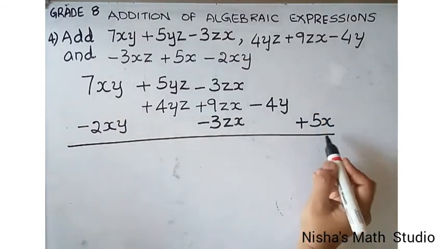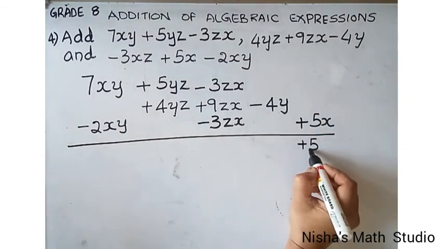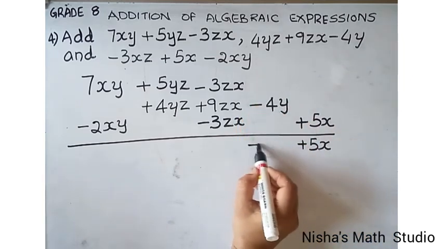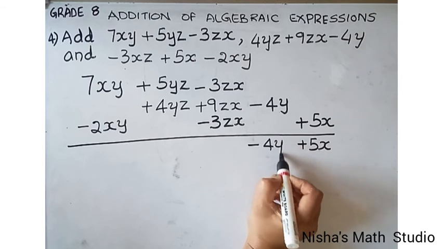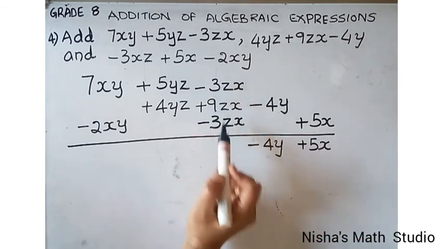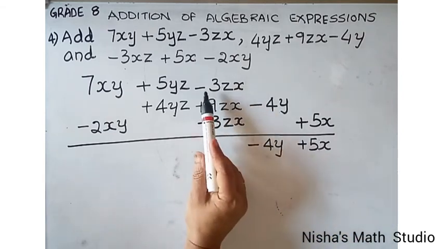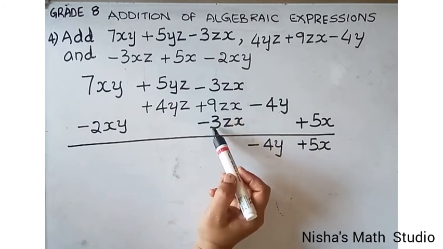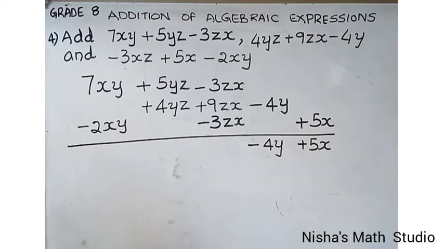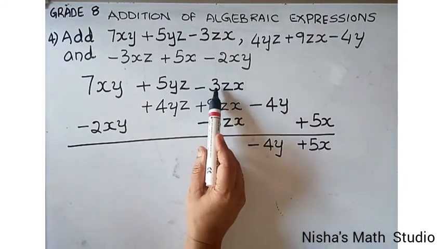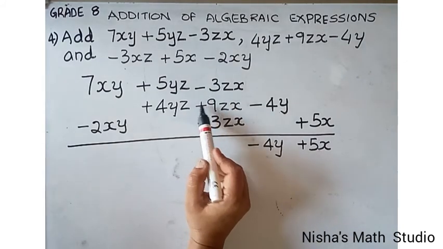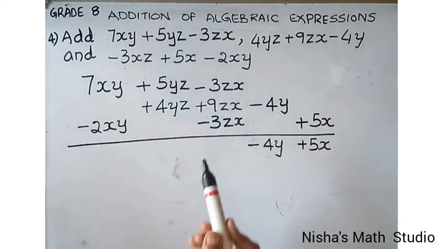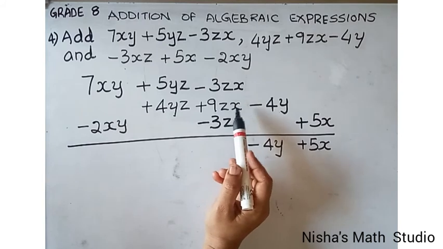In this column we have only 5x. So it is plus 5x. Again, under this column we have only minus 4y. Here we have minus 3 plus 9. Again minus 3. We'll follow the rules of integer addition and subtraction. One is minus, one is plus. So we have to subtract. 9 minus 3 will give you 6. 6zx you will get. Write it here.